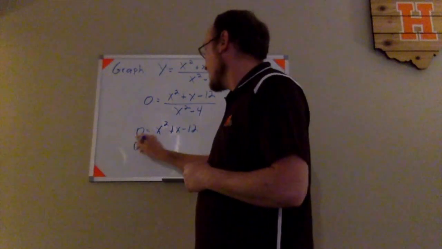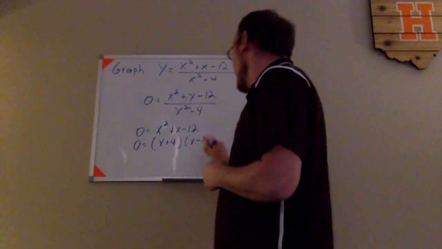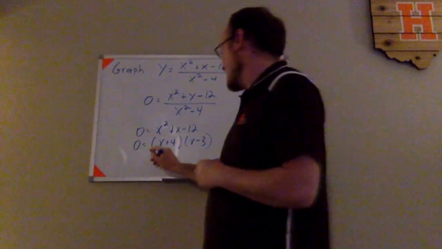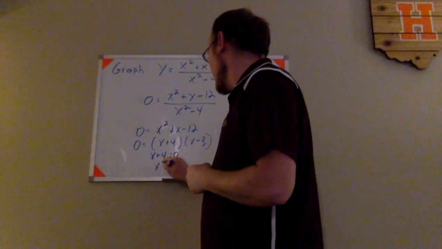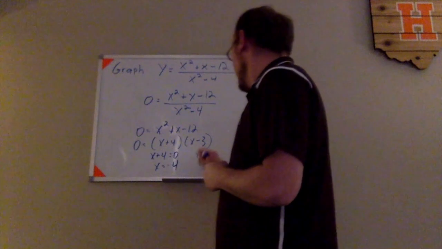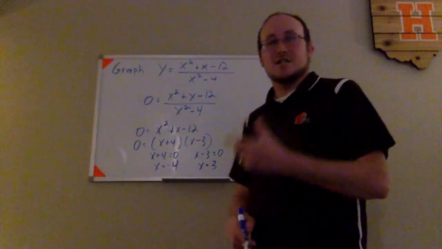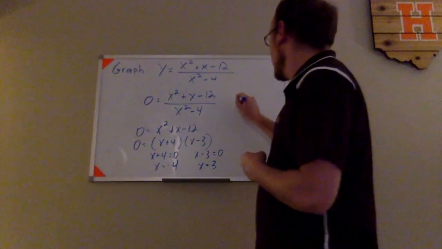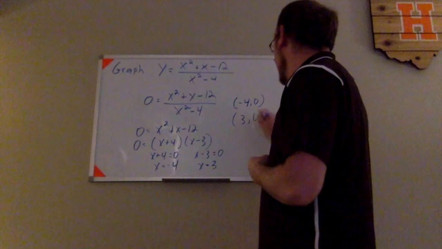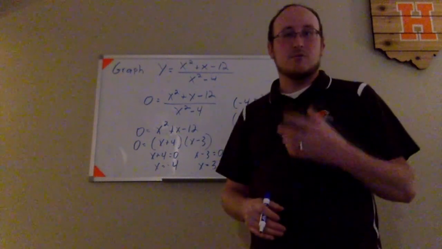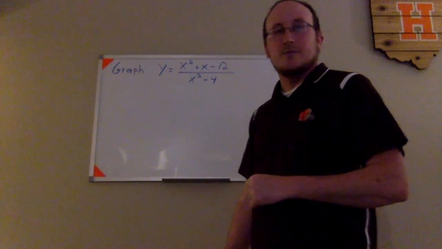I actually just factored that a second ago as x plus 4 and x minus 3. So I can set each of those factors equal to 0 and get that x equals negative 4 and x equals 3. So my x-intercepts are the points negative 4, 0, and 3, 0. Those are the points where the graph would be crossing the x-axis. Now that we've found the x-intercepts, we'll move on to finding the y-intercepts.